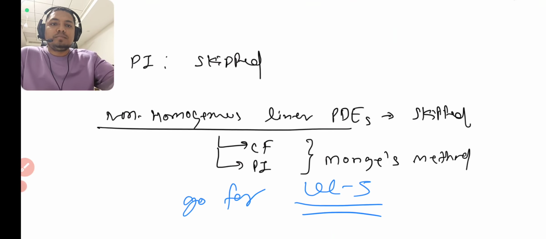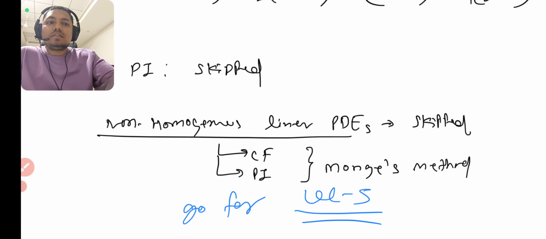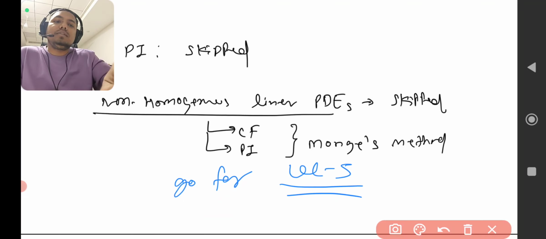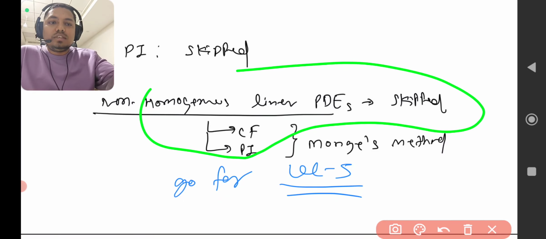Okay. So in non-homogeneous linear PDEs also we have to find the complementary function and the particular integral, but this entire thing we are going to skip. So when you cover this topic in your university exam, people will teach you Monge's method also, but for the GATE aerospace exam you don't need it, so just go to the fifth lecture further.